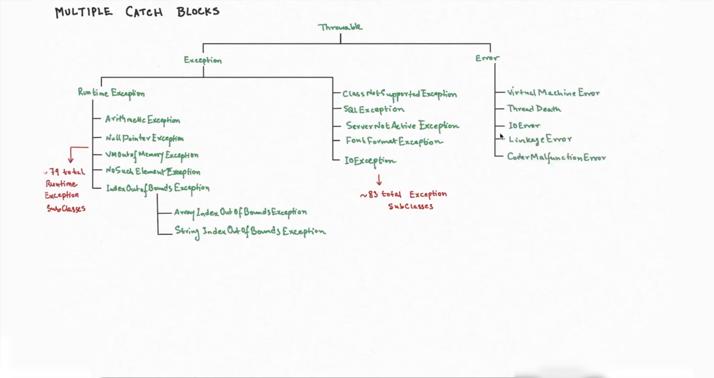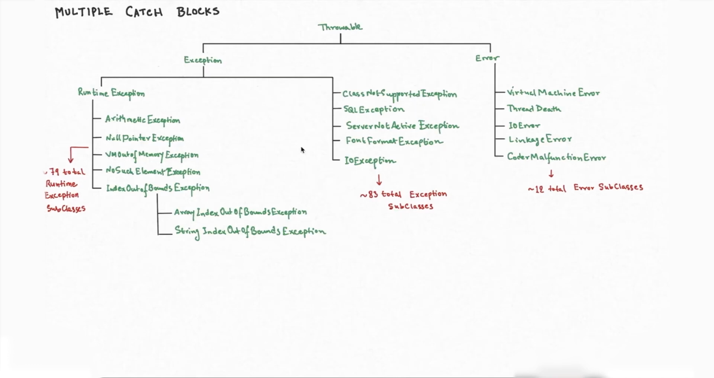We also have a lot of different types of errors. We can have virtual machine error, thread death, linkage error, and many other types of errors. There are around 12 total error subclasses, and all of these correspond to Java 11 because that's what we are using for most of these videos. And just to reiterate, this part is checked exceptions. All 83 of these together are checked exceptions except runtime. Everything under runtime and runtime itself is considered to be unchecked exception. Errors are also unchecked exceptions. So this is the only part that is checked exceptions.